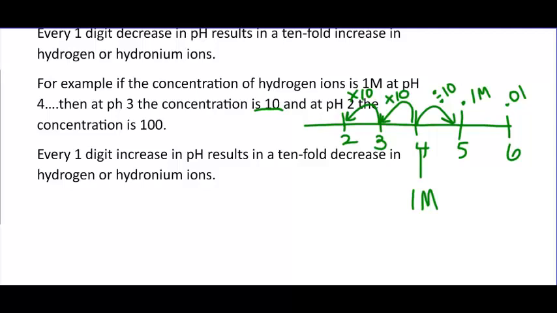Would they ever give you parts per million for one of these? No, never. Absolutely not. It would always be in terms of molarity. Okay? I want you to try, I think that's it. That's everything about acids and bases.